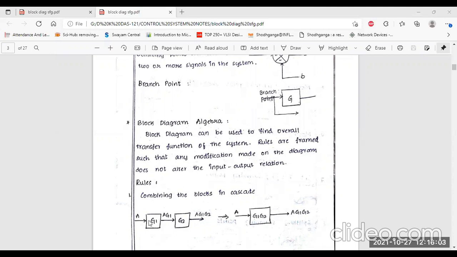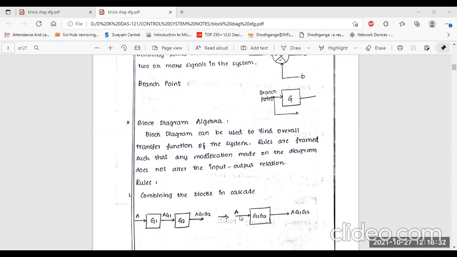In this diagram, these two controller parts we have to attach here. This is the input point. A is input to the first controller part. Then the first controller part outputs A G1. This is then input to G2. Finally we get A G1 G2. So when we combine this equation, that is the block diagram reduction technique.